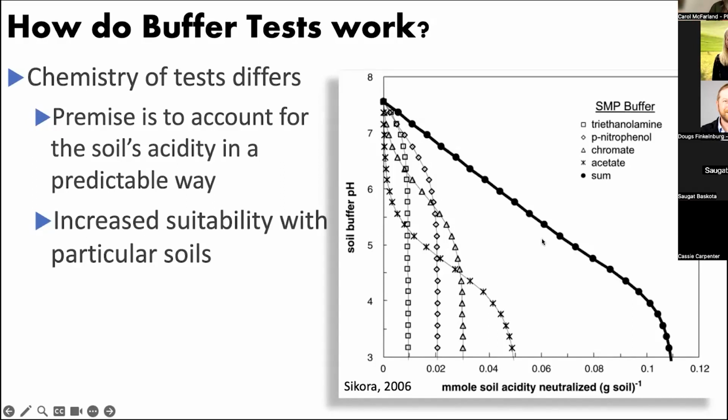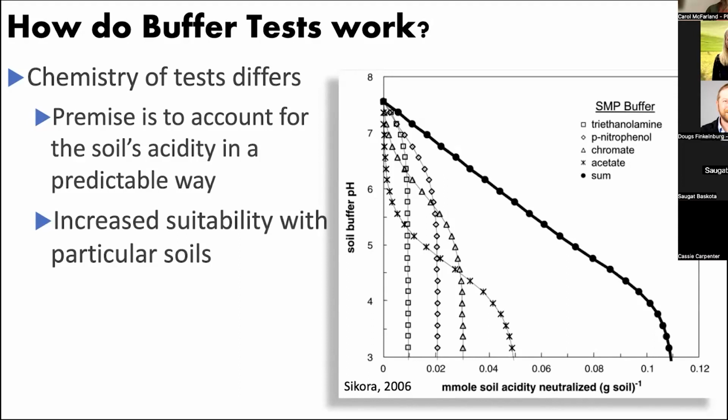So you can see this figure here that demonstrates the SMP buffer test and how the chemicals that go into it each contribute different parts of that linear curve, so that as the buffer test decreases in tenths of pH units, we can connect that predictable response to the lime requirement values to give the recommendations.